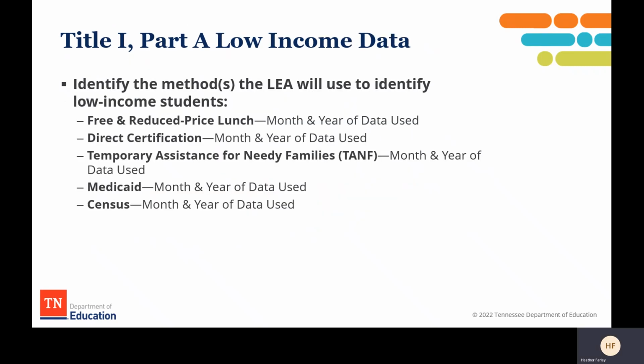When it comes to low income data, LEAs can identify students with low income through either free and reduced price lunch, direct certification, TANF, Medicaid, or census data. Do note, USAID has extended the same flexibility it did last year on being able to use previous year data that goes back a few years for FY23.